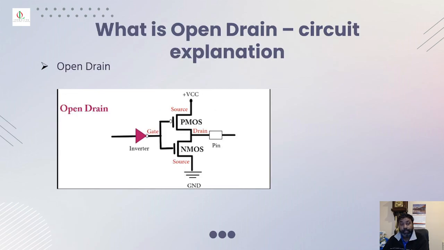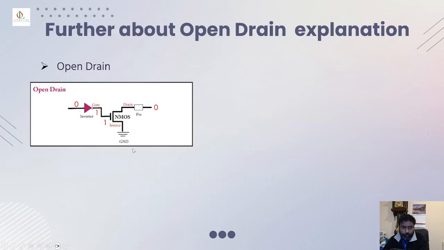What is an open drain? Considering this as an example, in the open drain, when you send a 0, it inverts to 1, and the NMOS gets 1. The NMOS is on, and it sends 0. So that's how it works.